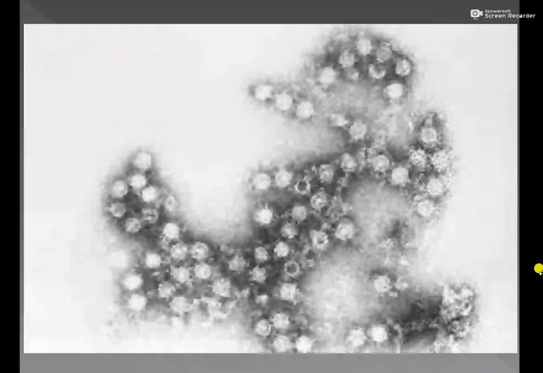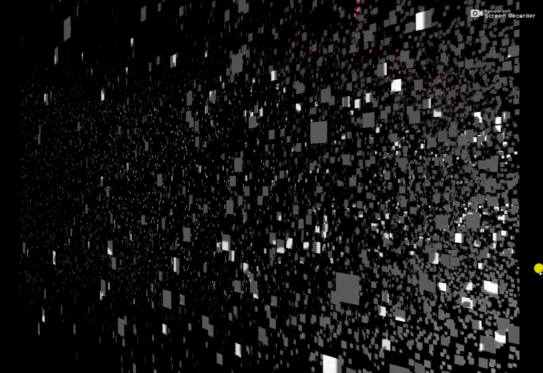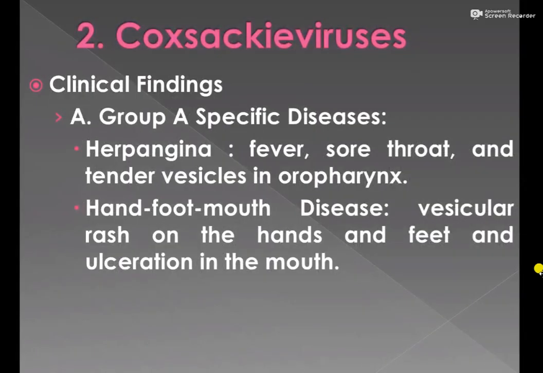So, a picture of Coxsackie viruses in the stool, an electron microscope EM picture, and we'll talk about them clinically. First, group A specific diseases. Just memorize the letter H. Group A: H, Herpangina and hand, foot, mouth disease.